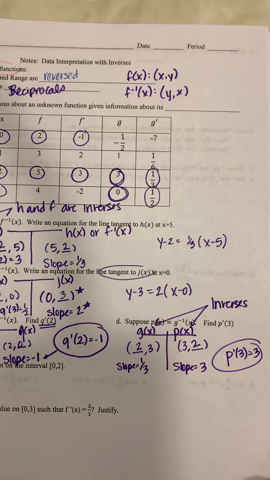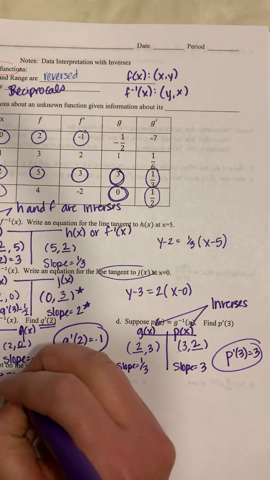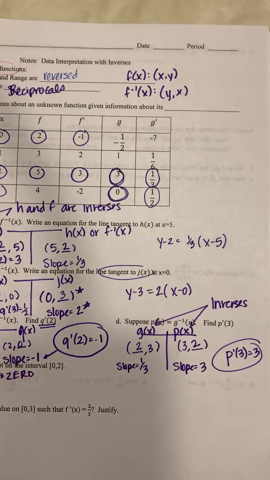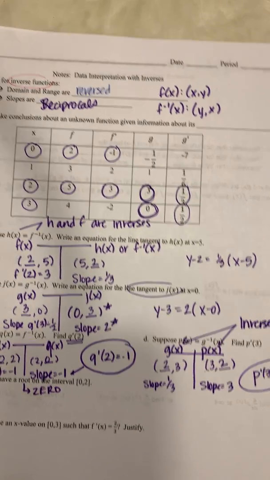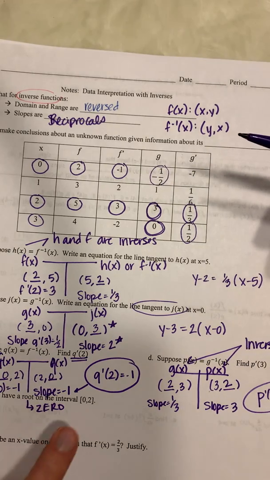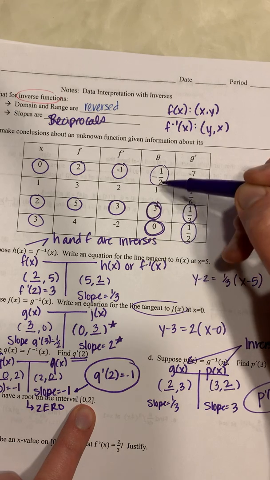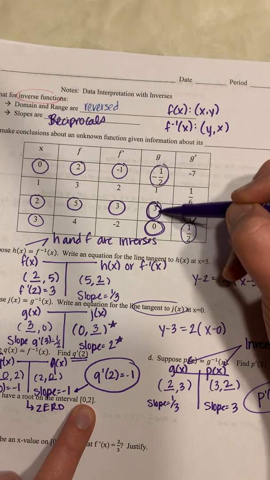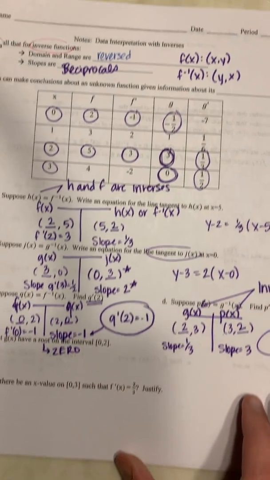Next one, letter E, it says, does g of x have a root on the interval from 0 to 2? Okay, well, let's just think about that for a second. Okay, a root means a 0. And so if I were to look at my y values in the chart here, at 0, hopefully you can see g of 0 is -0.5. Okay, and then at 2, my y value is 3. So think about, if my graph goes from -0.5 until 3, did it have to hit 0 in between? Hopefully you know the answer to that is yes.